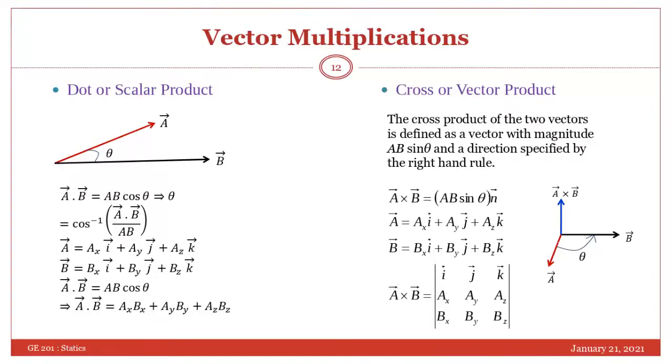So in the morning class, we were discussing vector multiplication. Now here, we are going to multiply two vector quantities. As I said, when you multiply two vector quantities, your answer could be a scalar or it could be a vector. Like when you multiply force and displacement, your answer is work, which is a scalar quantity.